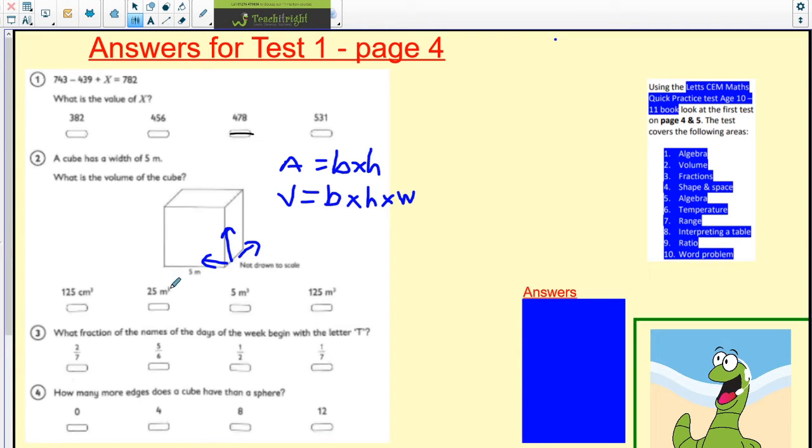And so for this one, what we need to realize is that since it's a cube, although it only gives us one side, all the lengths will be the same. So we have 5 times 5 times 5, which, funnily enough, is the same as 5 cubed. That's actually where cube numbers and square numbers come from, and both of these answers equal 125, because 5 times 5 is 25, and 25 times 5 is 125.